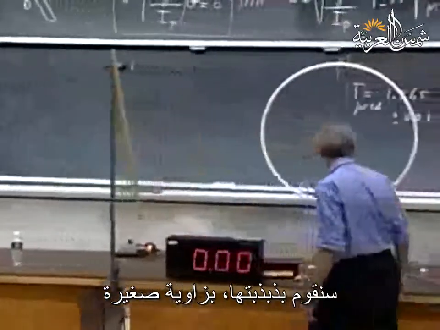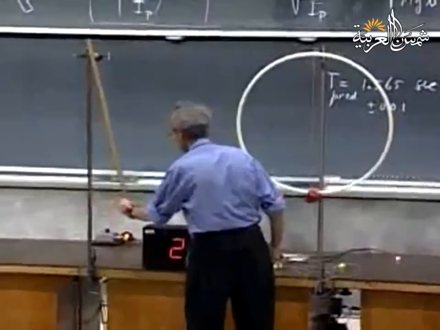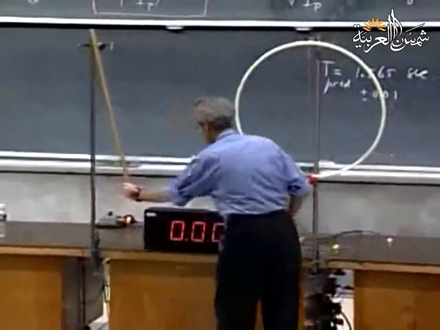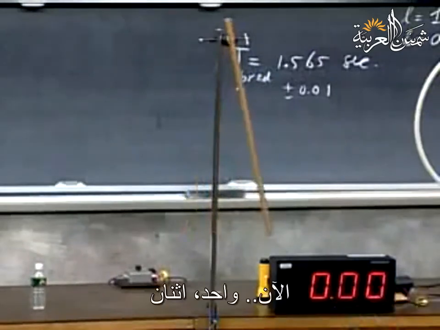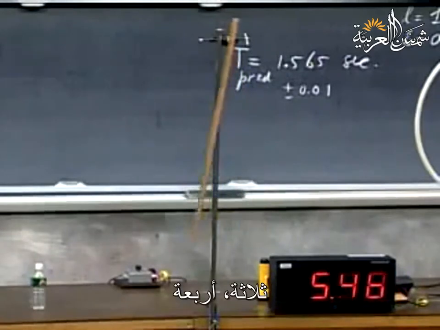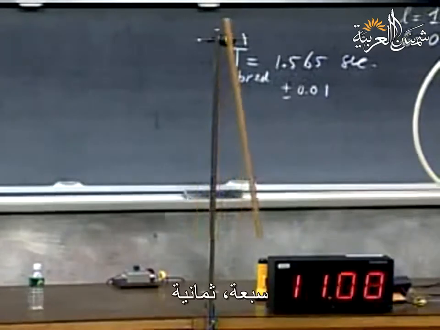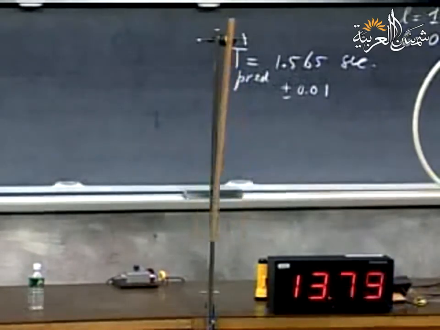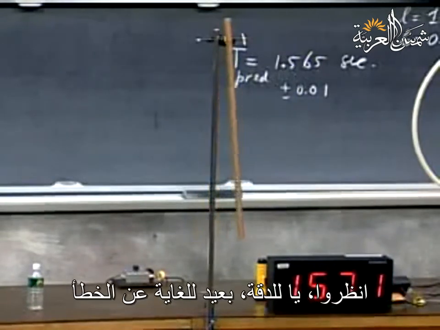So we have here the ruler. We're going to oscillate it. Small angle. Now we can be a little bit rougher, make it a little larger. Stop it first. And I will start it when it stops at my side. That is always the easiest to do. Now! 1, 2, 3, 4, 5, 6, 7, 8, 9, 10. Look, on the button. Way within the error.